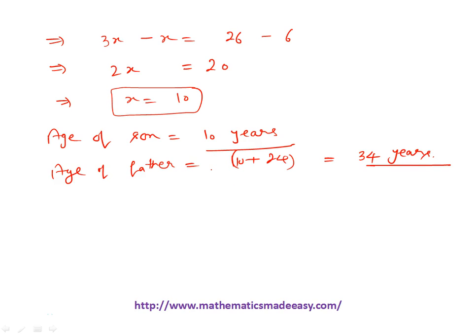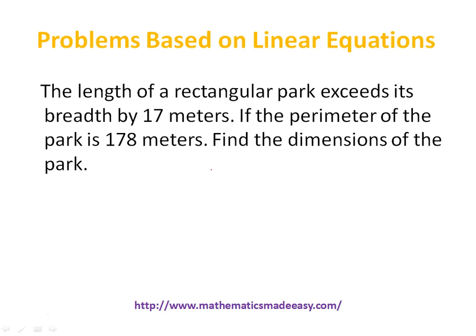Got it? So now let's take another example. The length of a rectangular park exceeds its breadth by 17 meters. If the perimeter of the park is 178 meters, then find the dimensions of the park, right? So this is the question given. Now we need to figure out the dimensions of the park. Dimensions means breadth and length, right? So it means the park is rectangular, right?